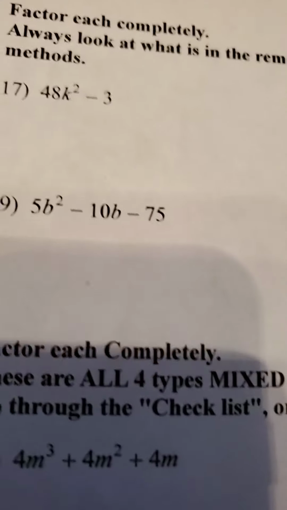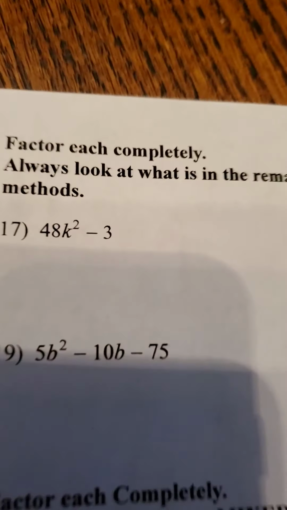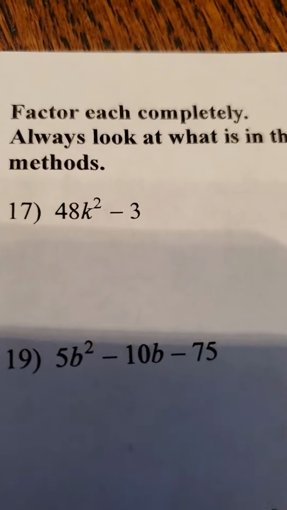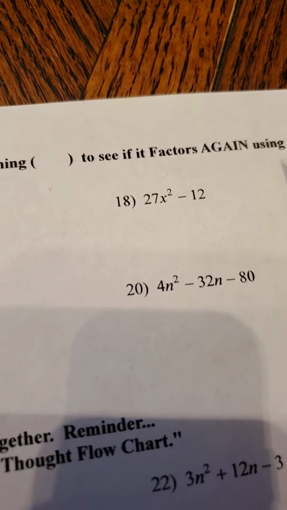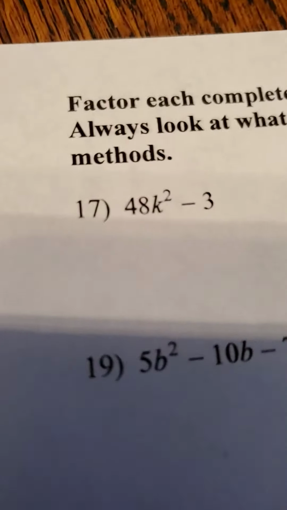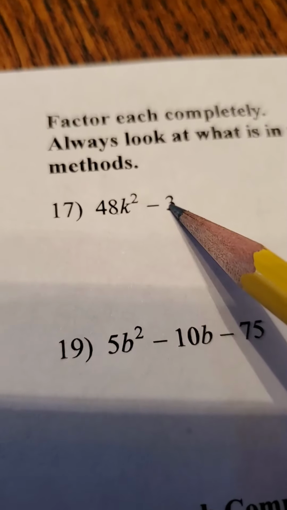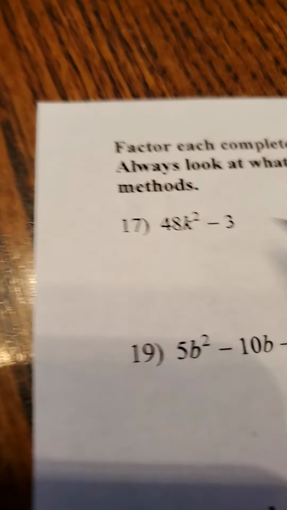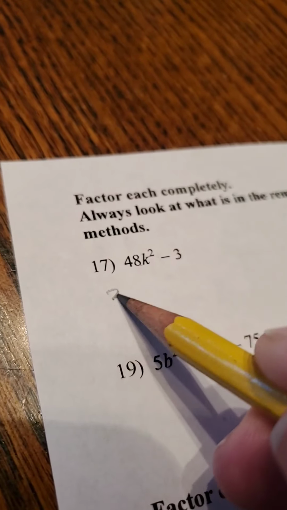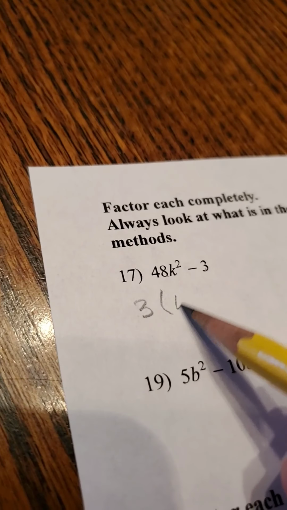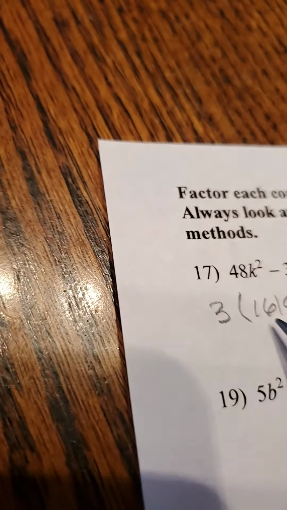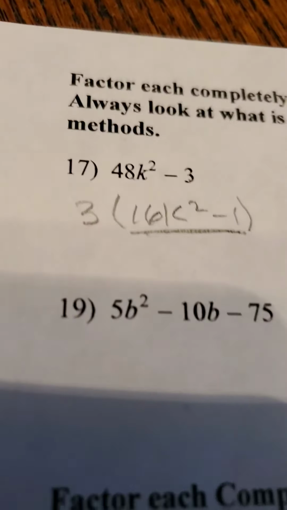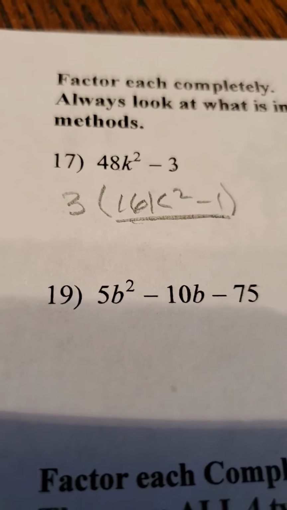This is what we did the last day, where sometimes things factor more than once. Okay? You always look at the remaining parentheses to see if it can factor again using any of the methods. First, 48 and 3 share a 3 that they can both divide by. So I pull out a 3, and what's left is a 16k squared minus 1. I look at the remaining parenthesis and I say, hey, is that one of the types that factor?